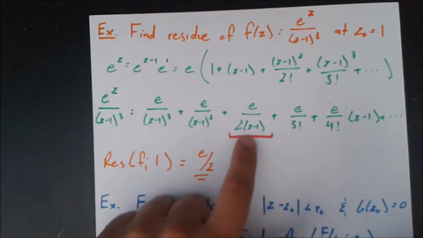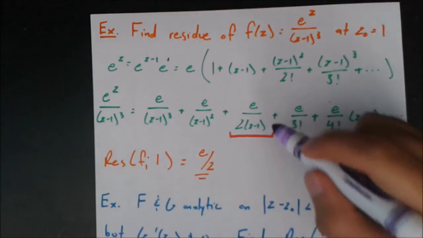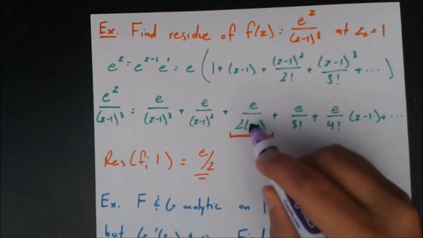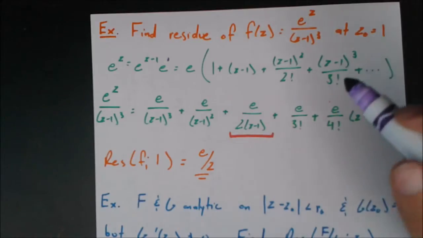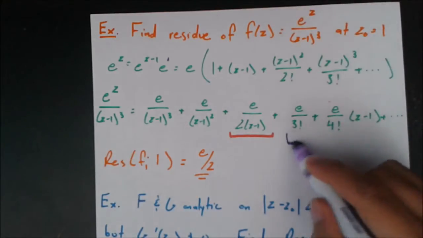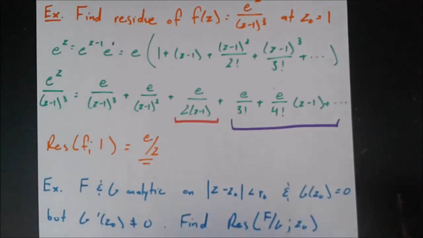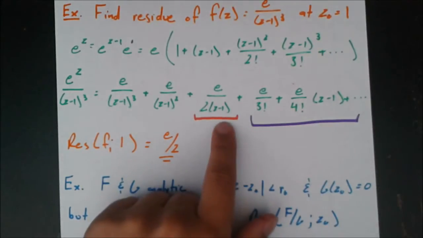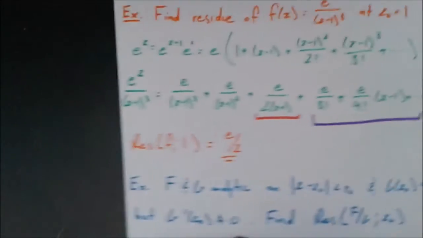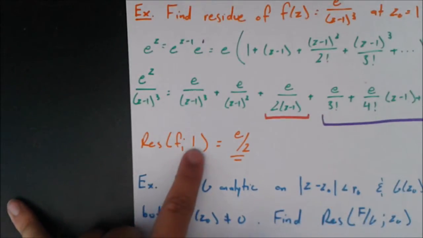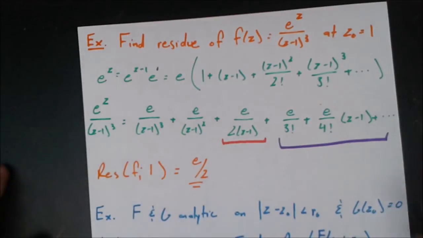Now here's the term we're interested in. This is the term which contains (z minus 1) to the power of negative 1, because we have 1 over (z minus 1), which is the same thing as (z minus 1) to the power of negative 1. So if we want the residue, we don't even have to evaluate these terms. I just put them for the sake of completeness and to see the pattern. Really all we have to do is take this red term right here and pull off the coefficient. And what's the coefficient? It's e over 2. So that means the residue of f at 1 is just going to be e over 2. And that's the easiest way to do it.